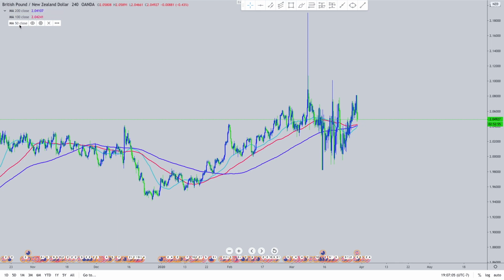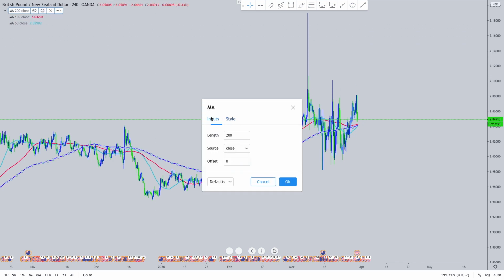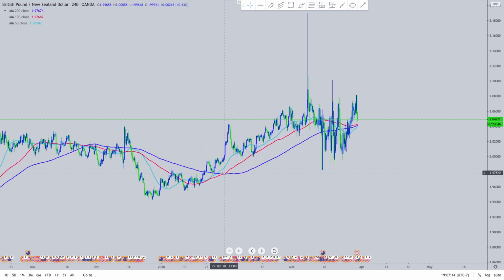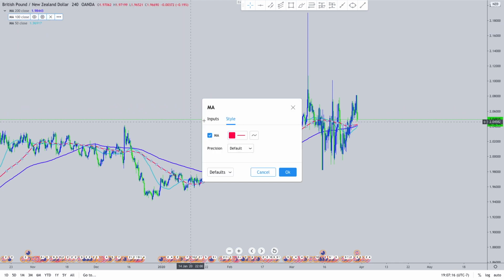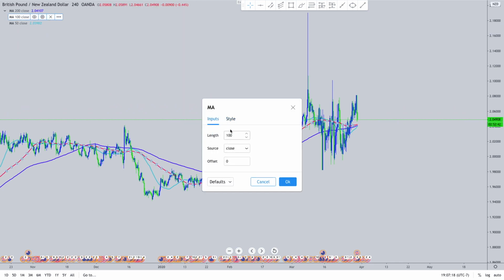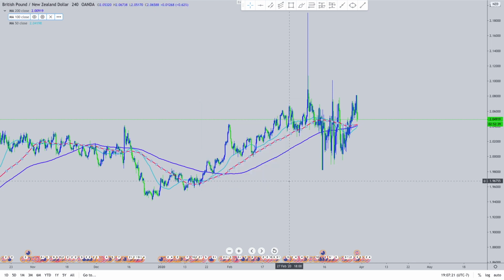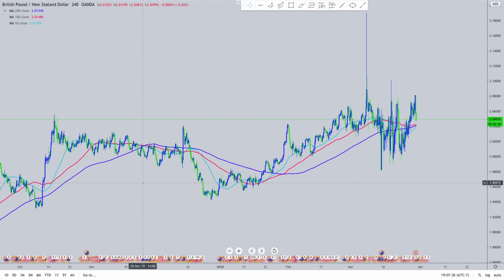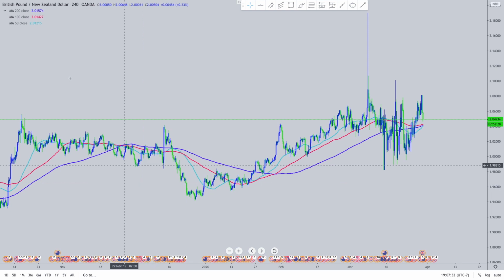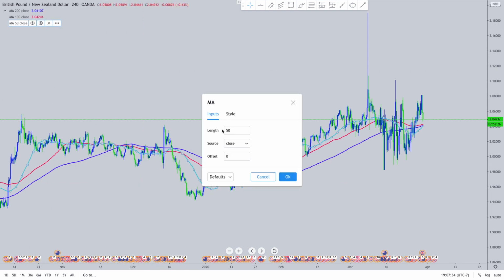Now, as for the settings for my moving averages, I have the 200 moving average, that's in the dark blue. I have the 100 period moving average, that's in red. And by the way, as you can see, it says close, close, close. It uses the price of the close for the bar, FYI. Lastly, I have the 50 period moving average with the light blue.